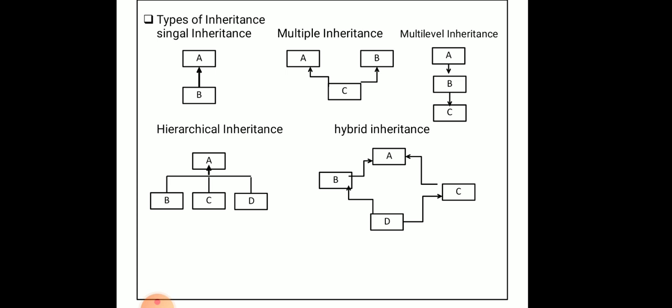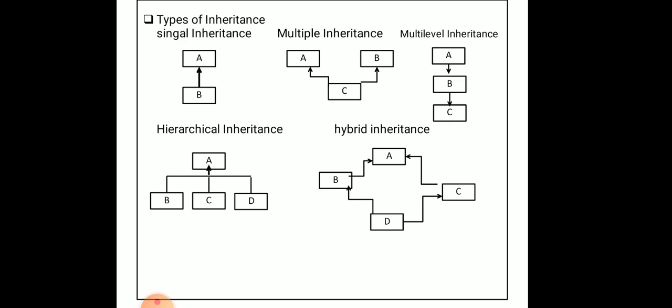Then the second one is multiple inheritance. Here more than one parent class has one child class, meaning one class inherits the properties of two classes. Here we will see A and B.